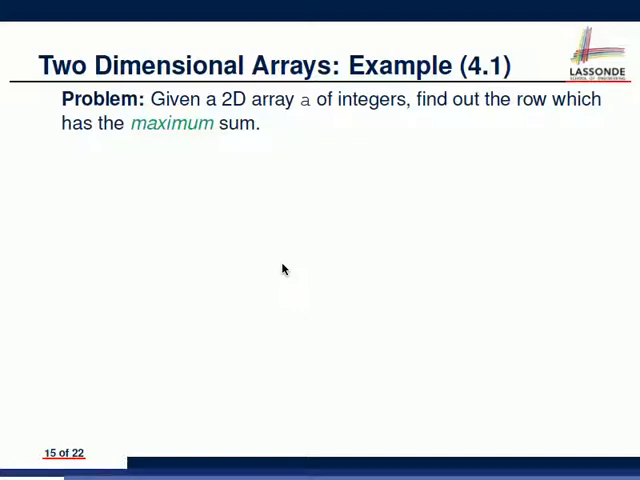Let's read it together. Given a two-dimensional array of integers, find out the row which has the maximum sum. Let's try to understand from this English sentence. What does that mean? You got several rows in your two-dimensional array. Each row has some particular sum. Find out the one with the maximum sum. And let's clarify something. The row with the maximum number of columns doesn't necessarily have to have the maximum sum. It doesn't have to be, okay?